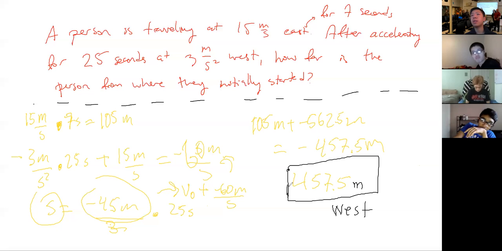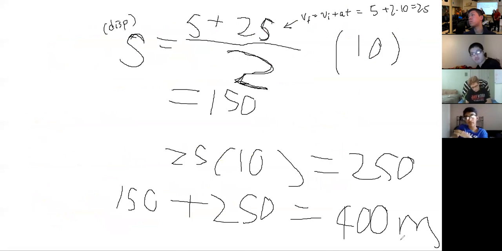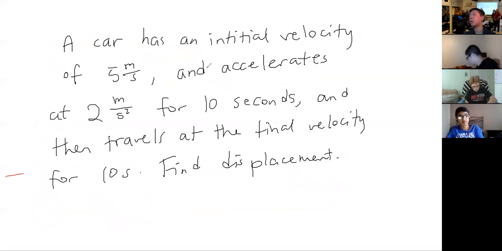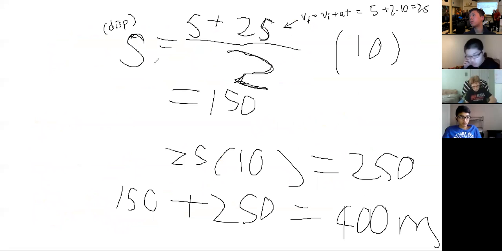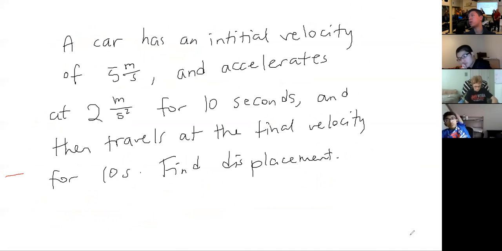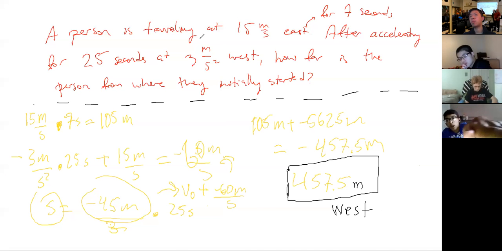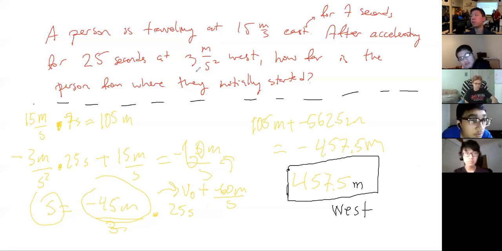It's basically the same thing as the last problem, where you find S. In the first problem, the person walked some distance in the beginning, and here it's the same thing. Some person walks some distance in the beginning, and then you find how much it traveled while it was accelerating, and then you add these two, and then you get 457.5.